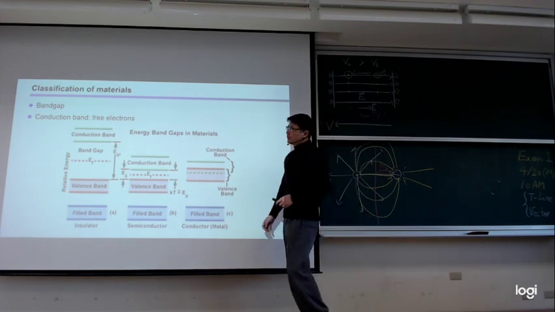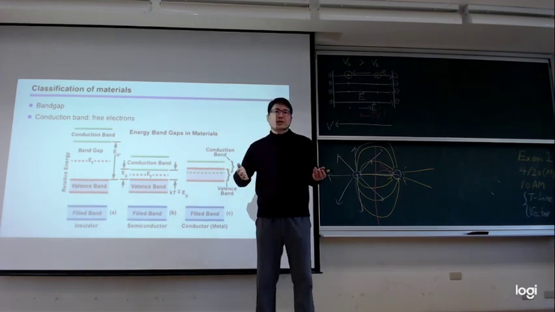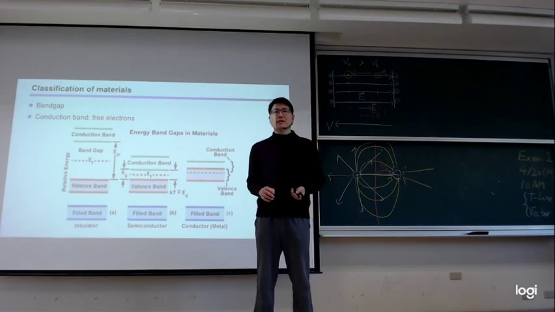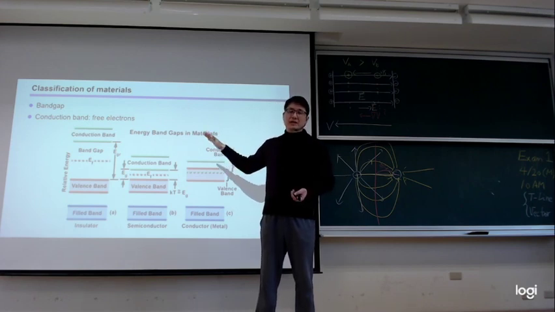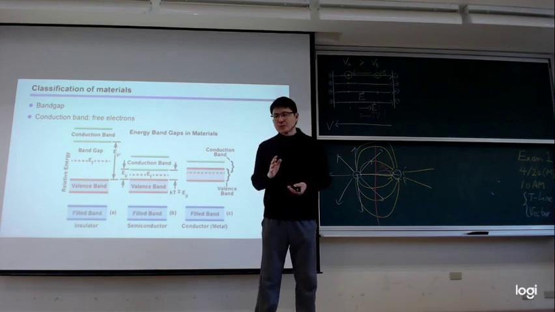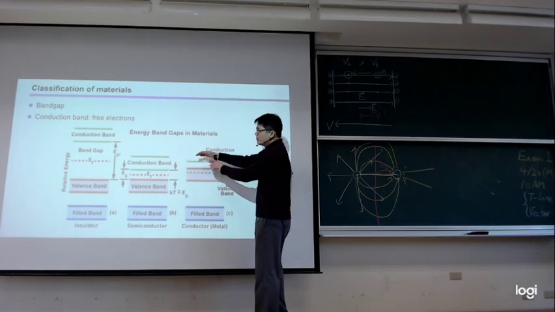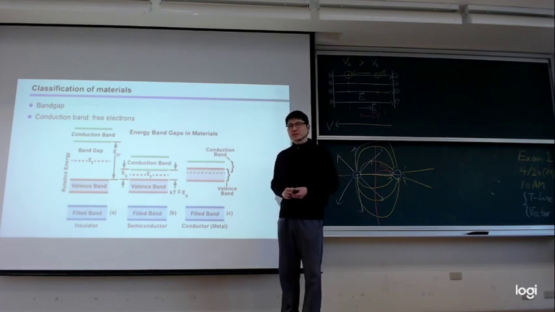I'm sure all of you have basic knowledge of how materials are classified. You can classify materials due to their density: gas, solid, and liquid. But in electromagnetics, we classify materials based on their ability to conduct electricity. So what does that mean? Well, we know materials are comprised of a lot of atoms, and atoms have electrons, protons, and neutrons, right?